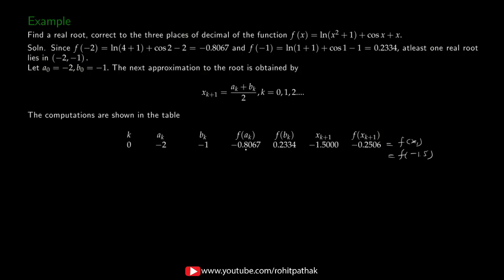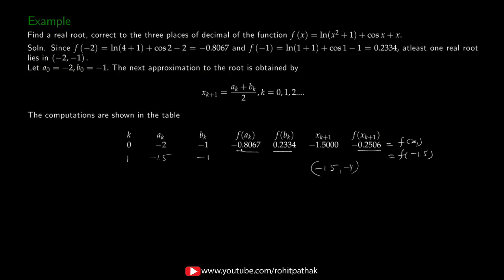Now in the next step, how do we find the new interval in which the root lies? Look at these three values and find which two are of opposite signs. We find that f(bk) and f(x(k+1)) are of opposite signs. f(bk) corresponds to -1 and f(x(k+1)) corresponds to x(k+1). So the new root lies in the interval -1.5 to -1. So this is the new interval. For k = 1, we have the new interval in which the root lies, -1.5 to -1.